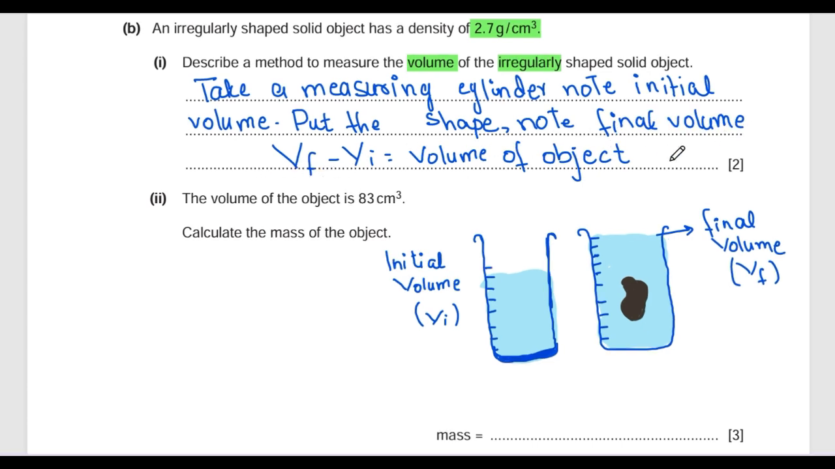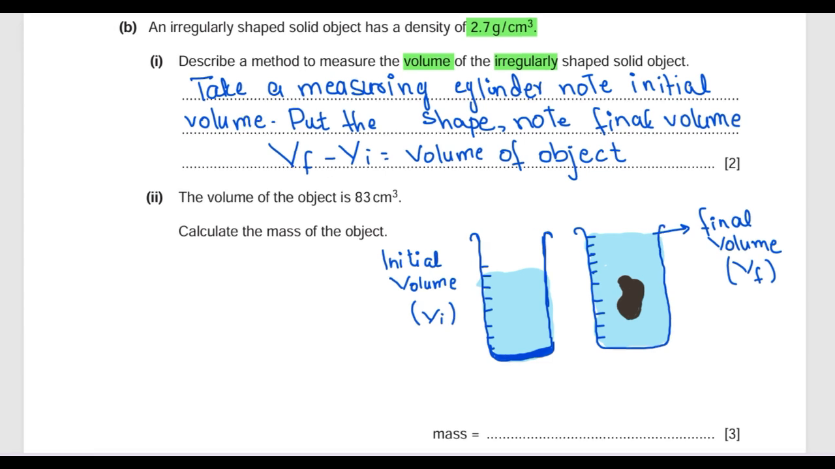The next question says that the volume of the object is 83 centimeter cube. The object that we put in earlier has a volume of 83 centimeter cube, and we have to get the mass of it. The question has already given us the density of this object as well, which is 2.7 gram per centimeter cube. So the relation that connects volume, mass and density is density equals mass divided by volume. So I am using this equation.